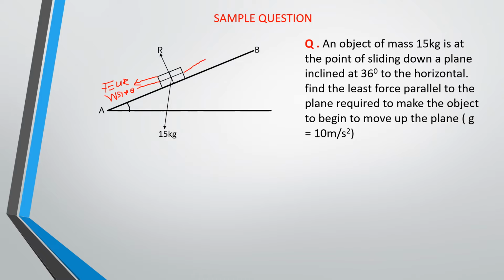Then this is the pulling force, the force that is pulling the object up the plane. And this is what we are looking for. So then the component of the weight that is perpendicular to the plane, W, that is W cos theta. Okay, so these are what we already know from our previous discussion.